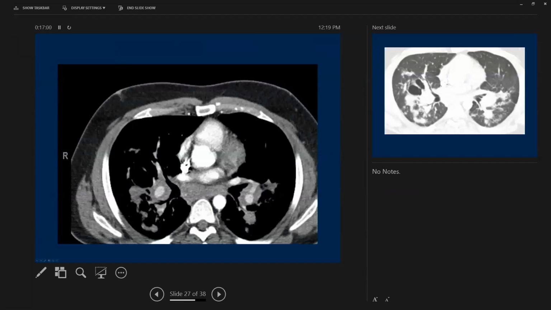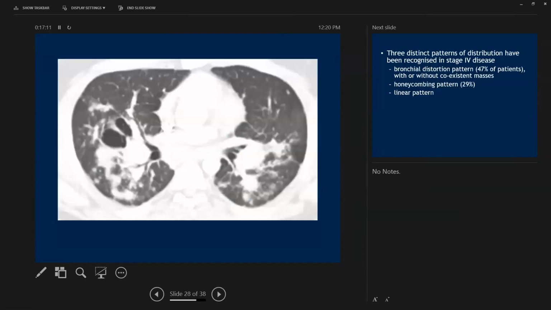So this is soft tissue windows. You can see the enlarged subcarinal and hilar lymph nodes with this peribronchial mass that's encasing the bronchovascular bundles. And this is what it looks like on lung windows.